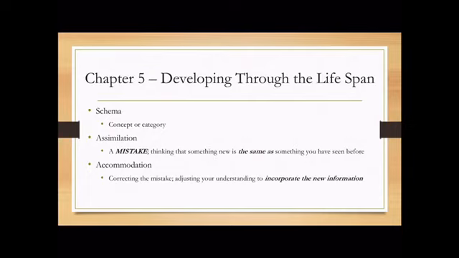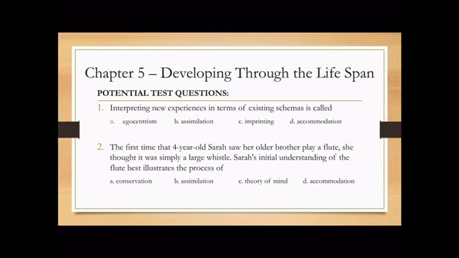And so accommodation is the correction of that mistake, understanding the new information and incorporating it into your schema. So once you tell the child, no, it's not a cat, it's a gerbil, then they start saying, oh, gerbil, gerbil, gerbil. Now they've accommodated. They understand that it's something different, and they've incorporated that new term, gerbil, into their schema. Interpreting new experiences in terms of existing schemas is assimilation. But when we modify that schema, that's when we get accommodation.